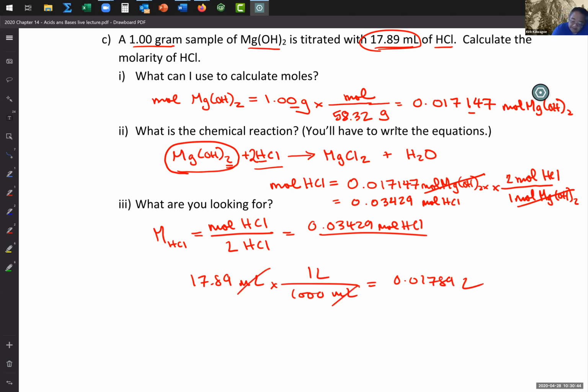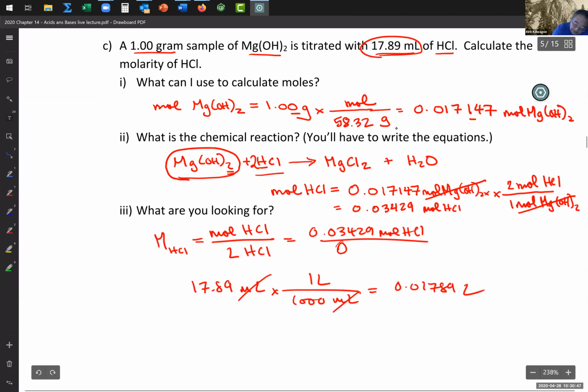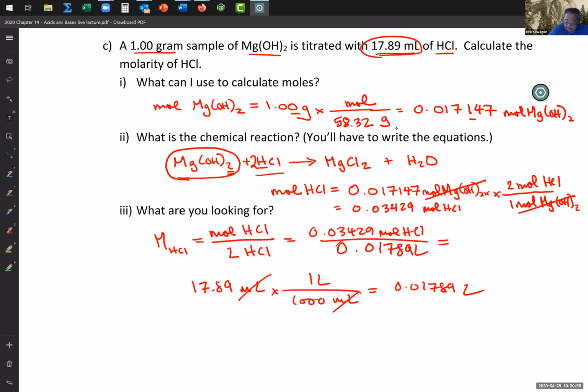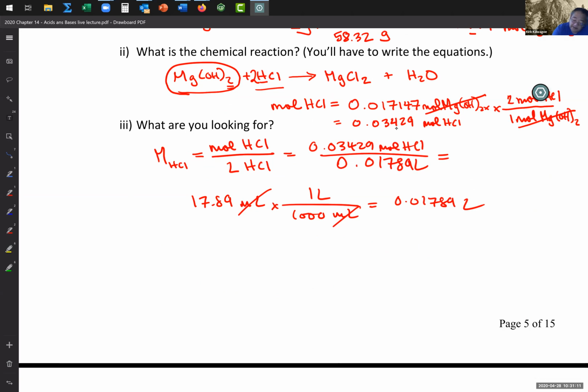And so then I can take this volume, 0.01789 liters, and get my molarity. Just do the division. So that is 1.92, rounding, moles per liter, or 1.92 moles.